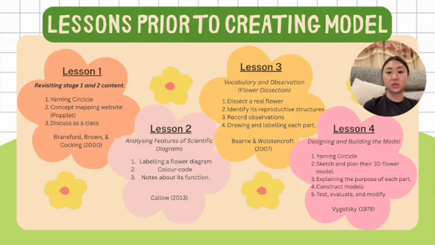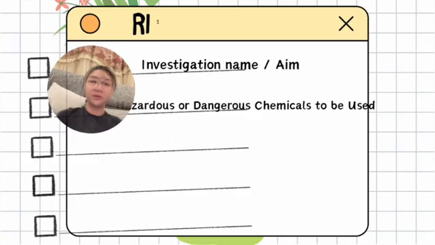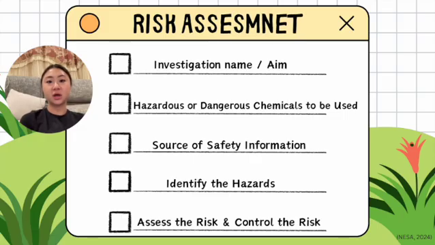After the yarning circle, students will move into designing and constructing their prototype models using foam, clay, and magnets. Before conducting this practical activity, there will be a risk assessment to ensure that students can safely construct and handle their flower models in accordance with the New South Wales Department of Education's science safety requirements.